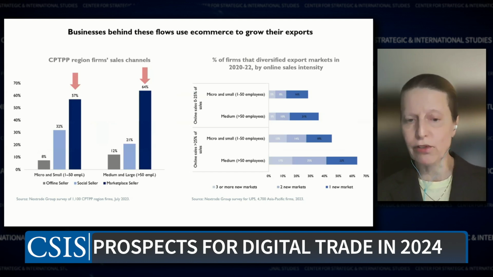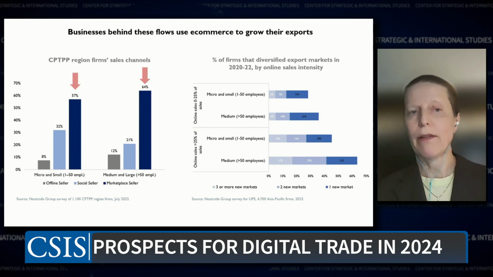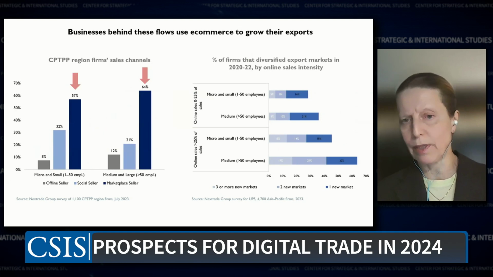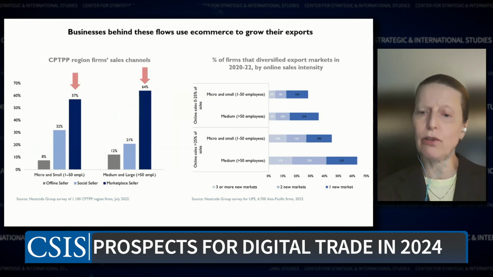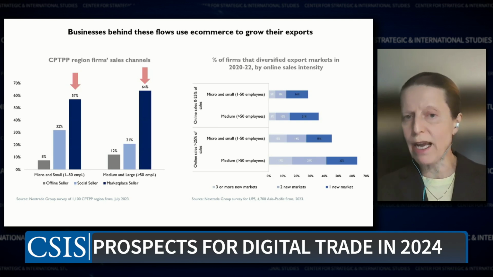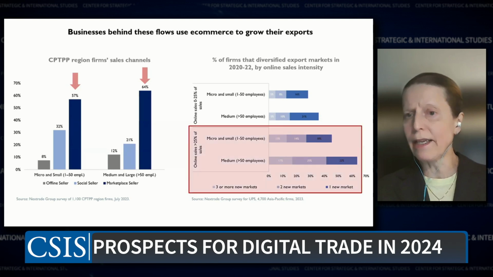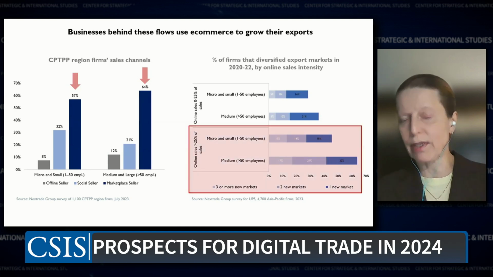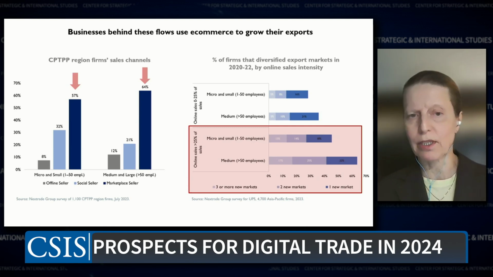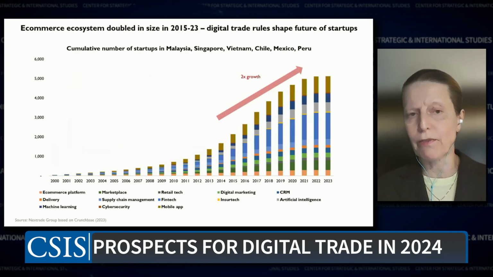CPTPP region businesses have also really taken advantage of e-commerce. Most businesses, whether they are micro, small, medium, are using marketplaces today, which enable them to reach consumers across borders and scale their sales and streamline their operations as well. And we actually found in some other work we did with UPS this past year that companies that are using e-commerce intensively and using marketplaces, deriving maybe 25% or more of their sales online, have been diversifying very rapidly. About 50% of them diversified their export markets during COVID, compared to just 30% of companies that were not using e-commerce as intensively. So e-commerce is really correlated with export performance as well.